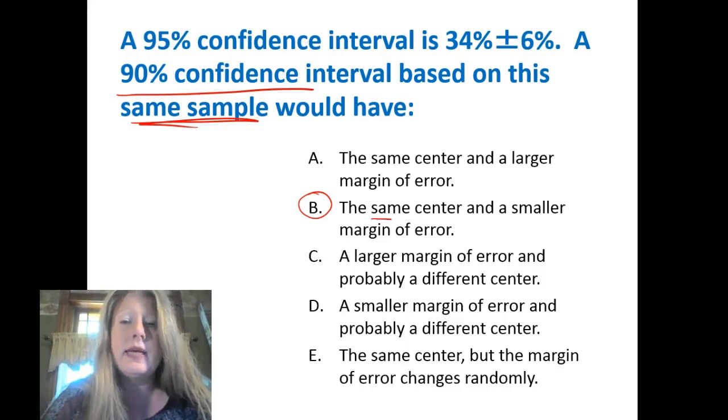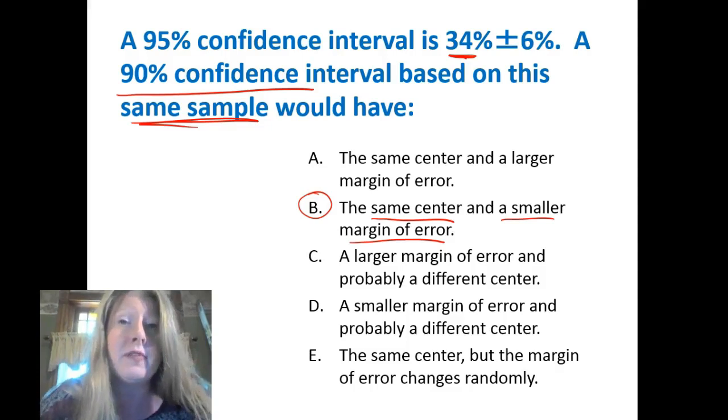So here, the center would be the same. The center, remember, is going to be your sample statistic, what's in the middle of that interval. And if the sample's the same, we'd have the same statistic. The margin of error will be smaller because, remember, increasing your confidence level increases the margin of error. So decreasing the confidence level would decrease the margin of error.